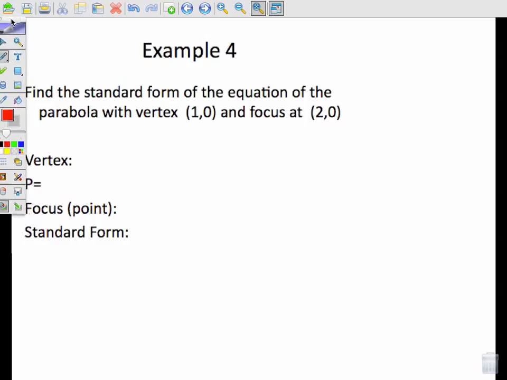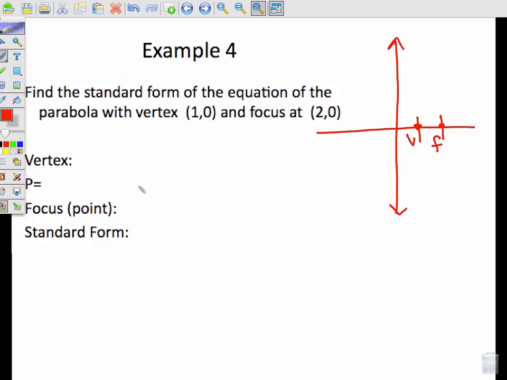Find the standard form of the equation of the parabola with vertex. So let's go ahead and graph what we have here. We've got a parabola and the vertex is at 1, 0. And the focus is at 2, 0. So that means the directrix would be right here, my y-axis. Focus and directrix. So what this tells me is that this parabola is opening to the right.